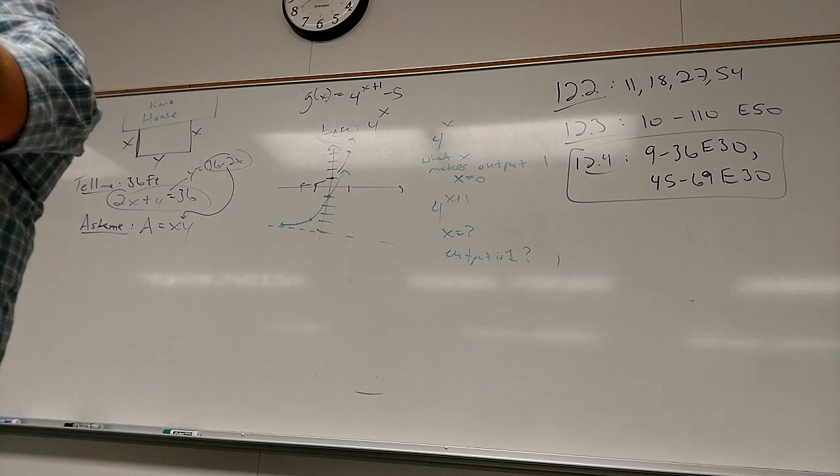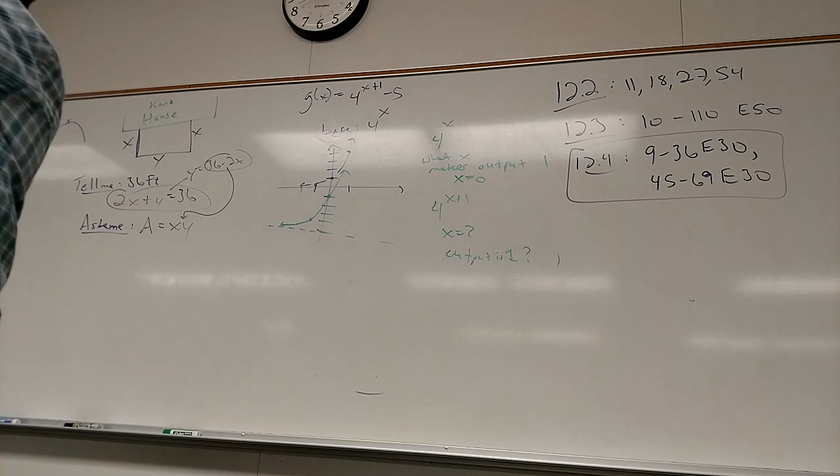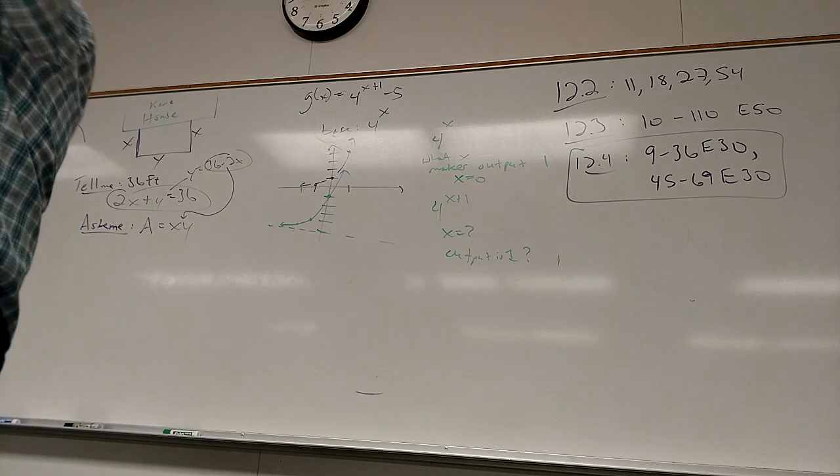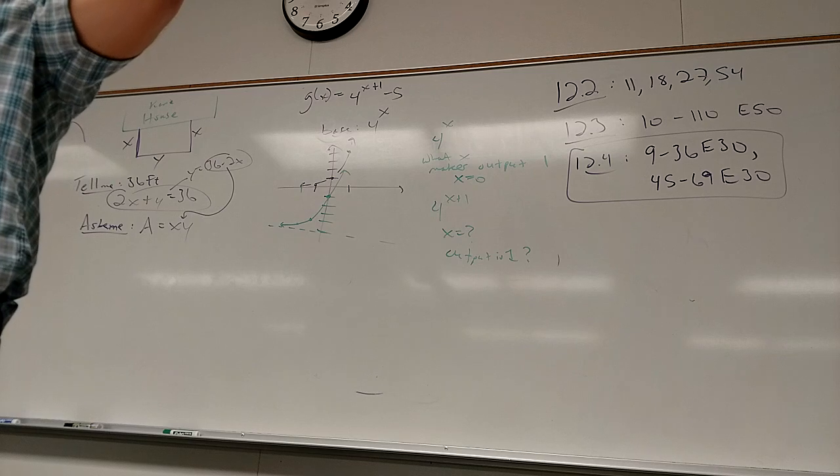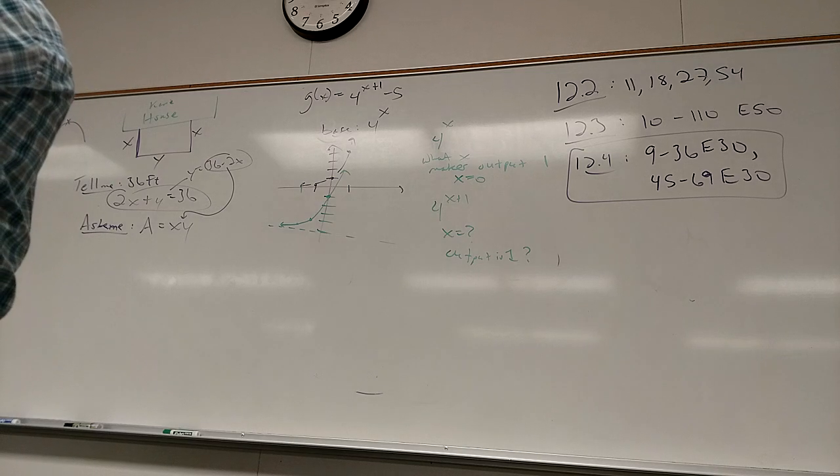So H of x is that one that's like this. Well, for you guys, like this. And then H inverse is the one that goes like that. That's the mirror image across y equals x. How did I get it? I just flipped all the points and replotted them.